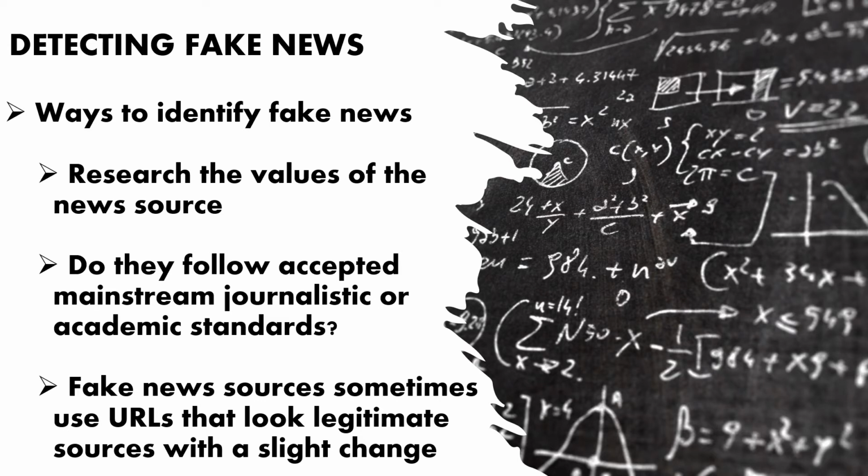Other ways to identify fake news include researching the values of the news source. Again, what does their mission statement say? Do they have a statement or code of ethics for their reporters? Do they follow a standard of practice or ethics that mimics or at least aligns with mainstream scientific standards? Also look at the URL for the source. Verify that it is from a legitimate source and not simply mimicking a legitimate source.